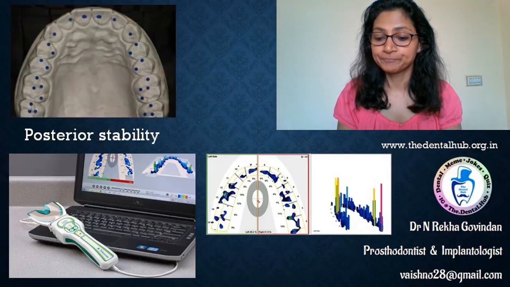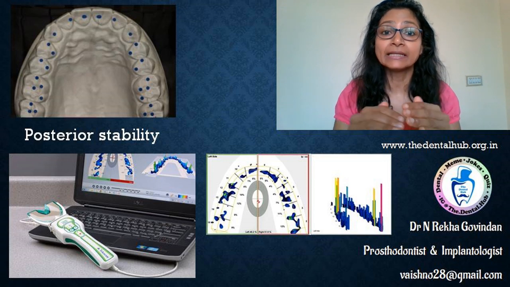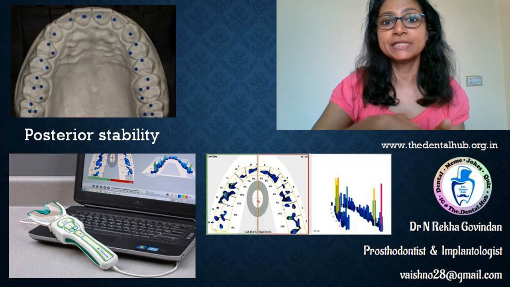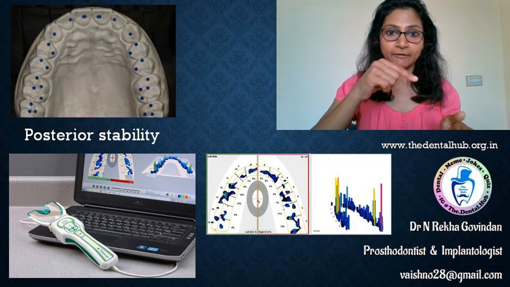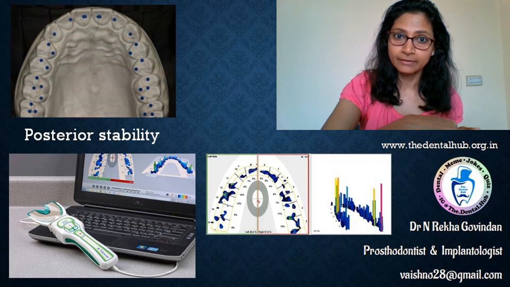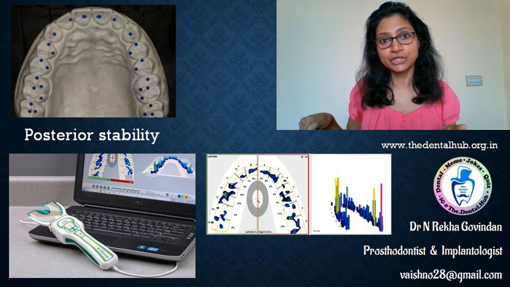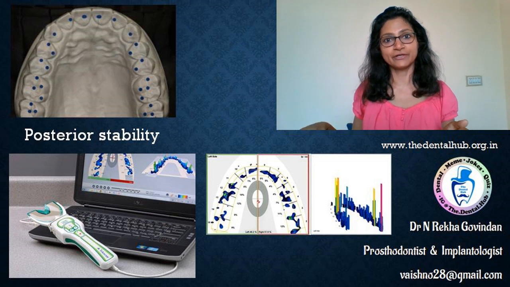Posterior stability is the final principle to be followed. That is the pattern of contact across the arch. Across the arch meaning from the posterior most tooth on the right side, go on to the anteriors to the posterior most tooth onto the left side of the arch.